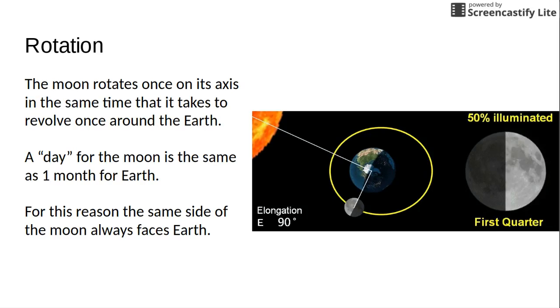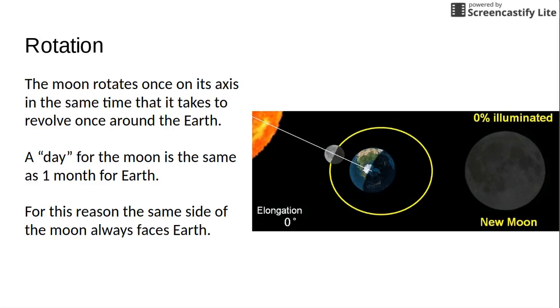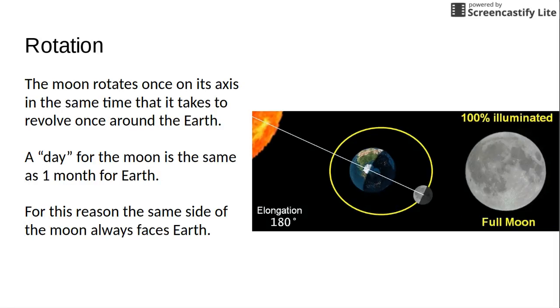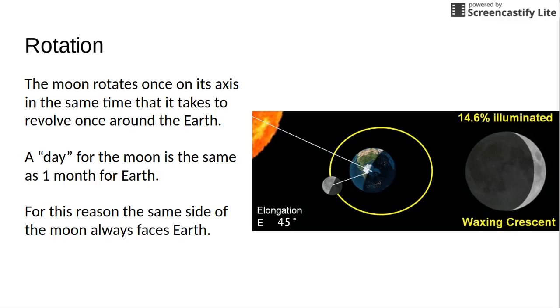The moon rotates once on its axis in the same time that it takes to revolve once around the Earth. So a day for the moon is the same as 1 month for Earth. For this reason, the same side of the moon always faces Earth. So the same side of the moon will always be facing Earth because the time it takes to rotate is the time it takes to revolve, which is each 1 month.